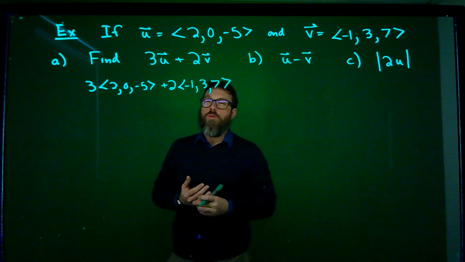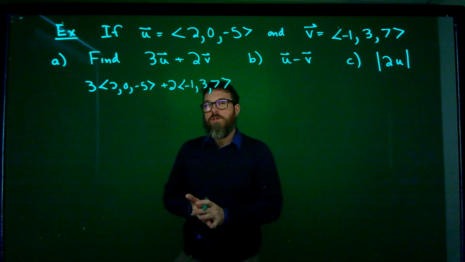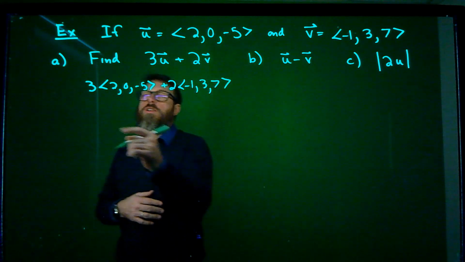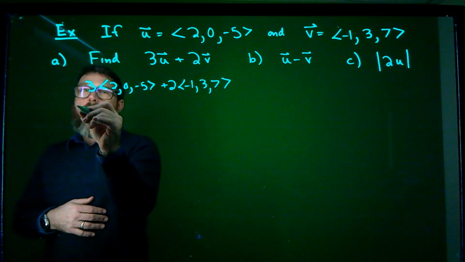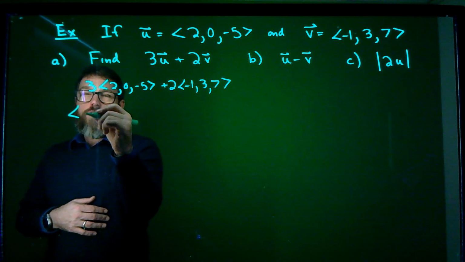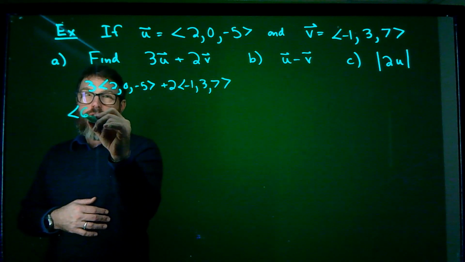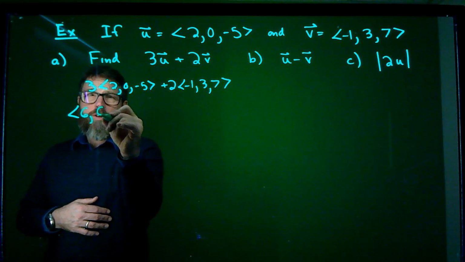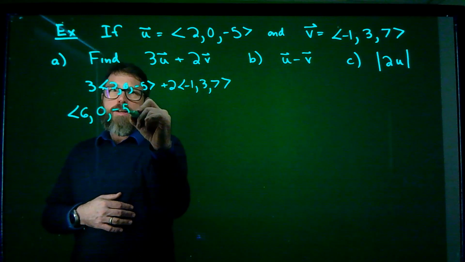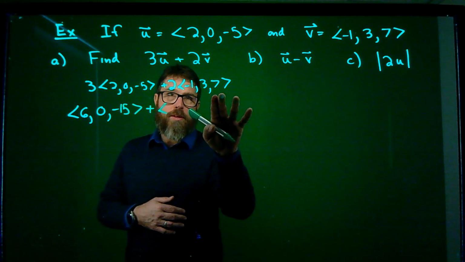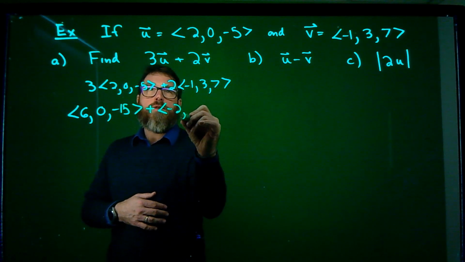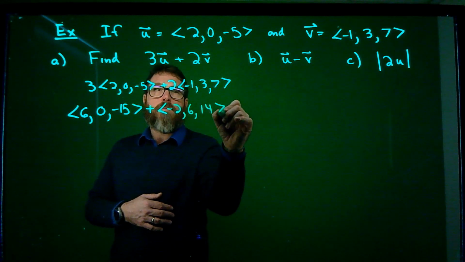So just like we do with arithmetic, we're going to handle the multiplication first and then the addition second. Distributing the 3 to the first vector and the 2 to the second vector, 3u is going to be multiplying all the components by 3, so this is 6. 3 times 0 is 0. 3 times negative 5 is minus 15. Plus, distributing the 2 to these components, I have negative 2, 6, and 14.